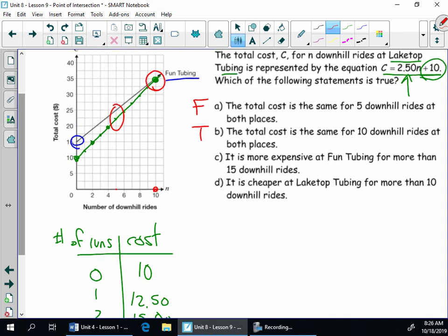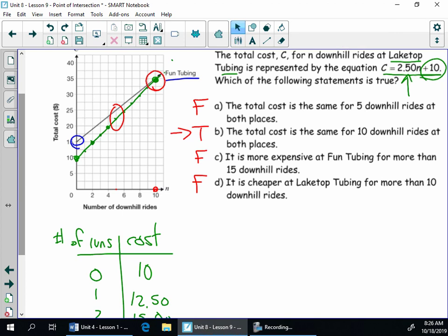Well, if I were to continue my green line, I think it actually gets more expensive for the other one. Right? It's going to be above. Right? It started off cheaper, but then it got higher. So that's false. It's cheaper at Lake Top Tubing for more than 10 downhill rides. Well, no, we just said it's actually more expensive, right? So indeed, we have the right one, the true statement.